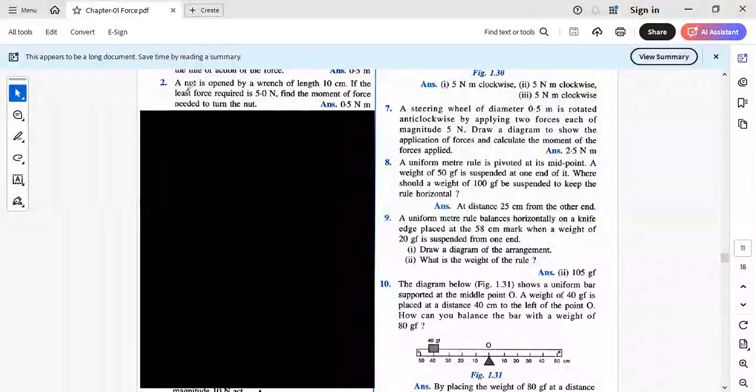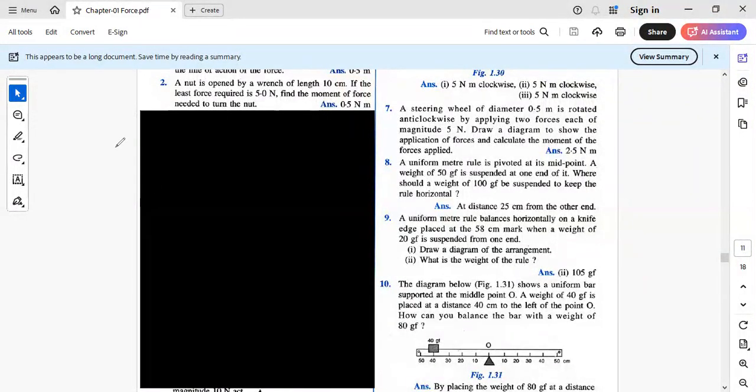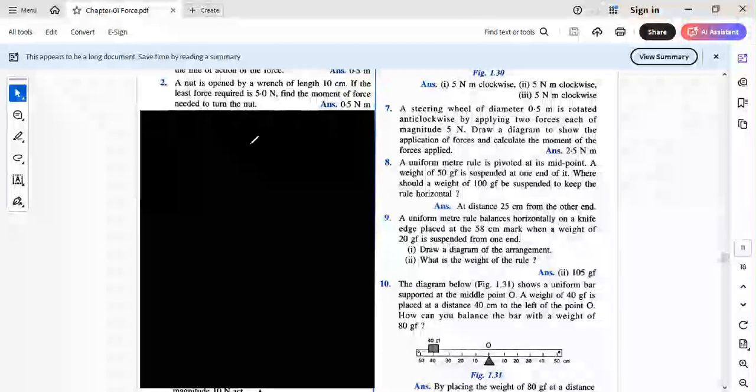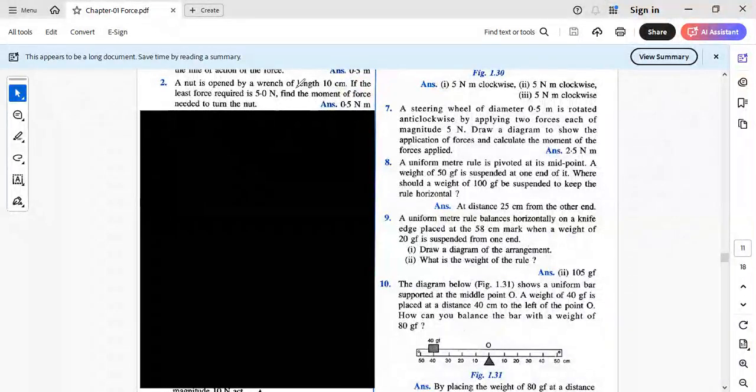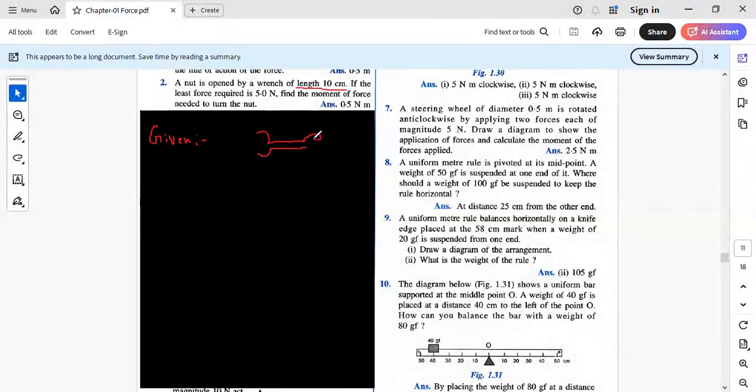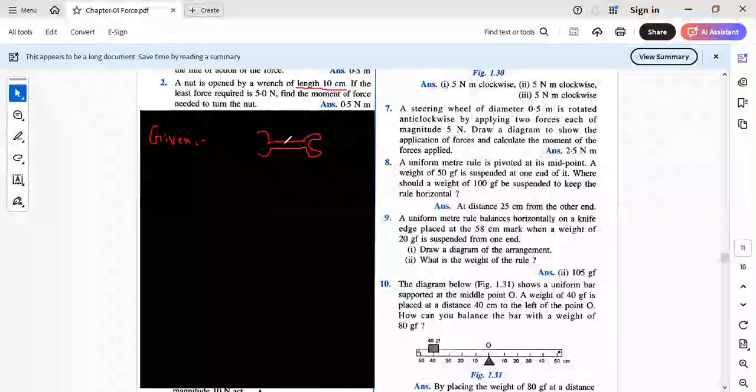The question says a nut is opened by a wrench of length 10 centimeters. As I told you in the previous class also, whenever we have to solve, the first thing we need to do is write down what is given. It says a nut is opened by a wrench. Now what exactly is a wrench? A wrench is something like this. Right, so we are using it.